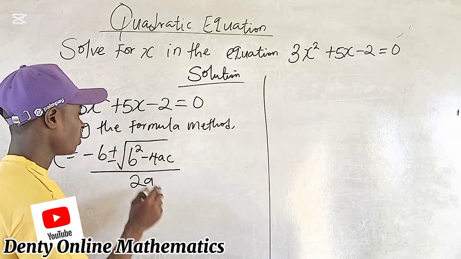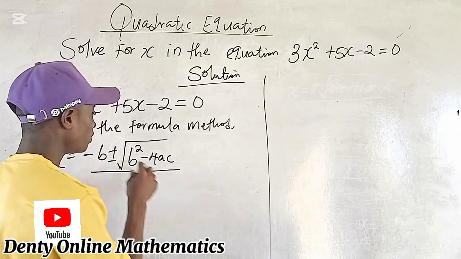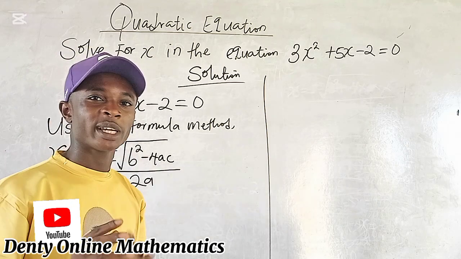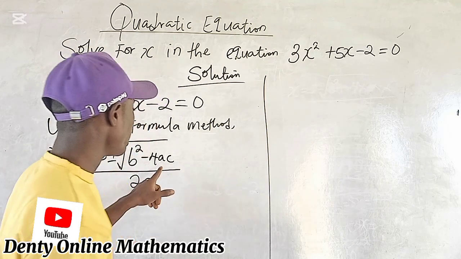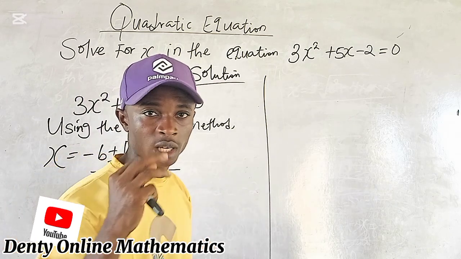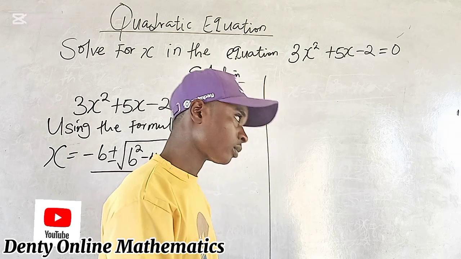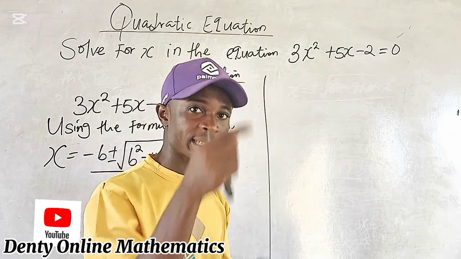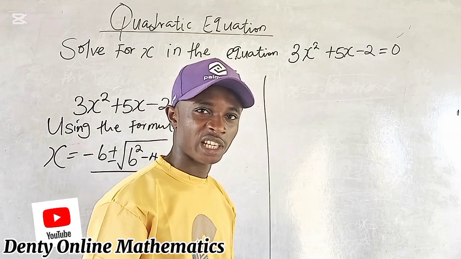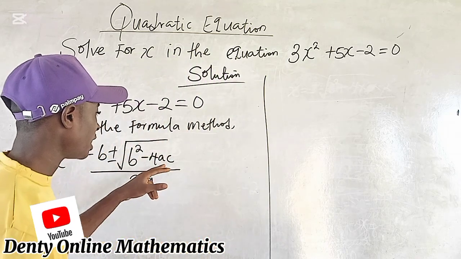Now you need to ask yourself, what is a? What is b? What is c? How are you going to get this? It's very simple. Each of these are the coefficients of their respective terms. Now, a is the coefficient of x squared. When I say coefficient, it is that number that is attached to an unknown, or the number behind an unknown.